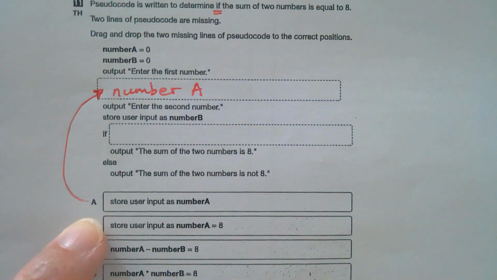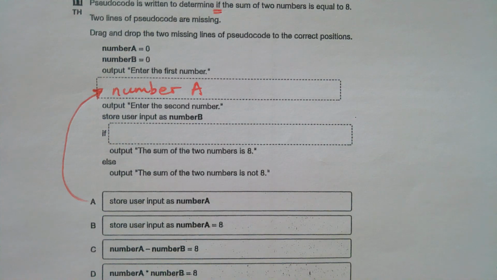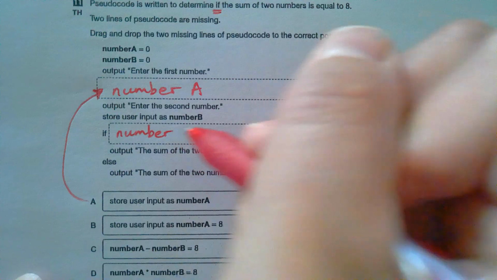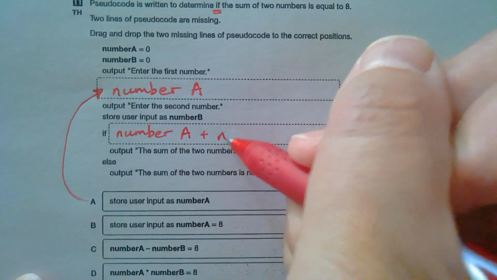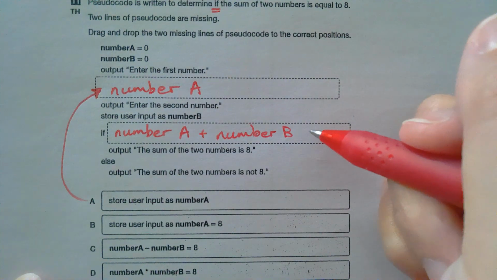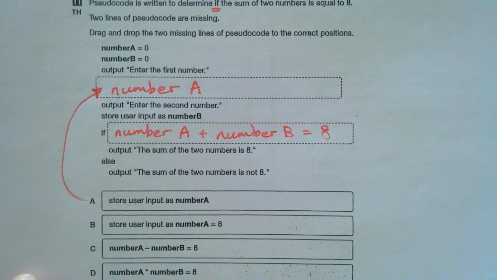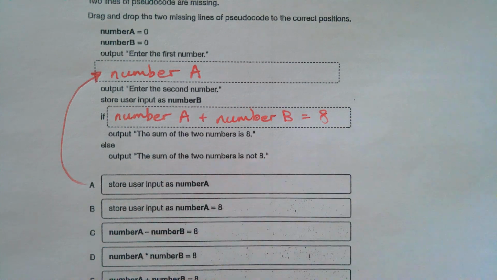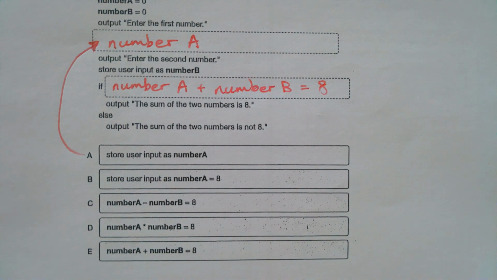Okay. And then your if statement. If the two numbers add up to 8, so if number A plus number B equals 8, then say that it equals. Otherwise, say that it's not equal. So looking at that, it means this one goes here.